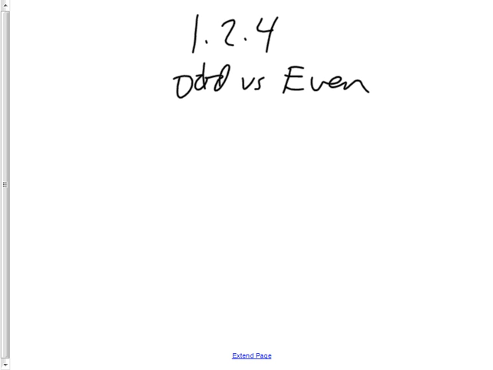Okay, today is 1.2.4, and it is about odd versus even functions. I'm going to give you a really quick explanation. Odd functions have point symmetry.